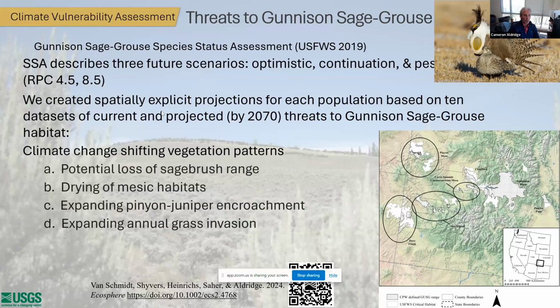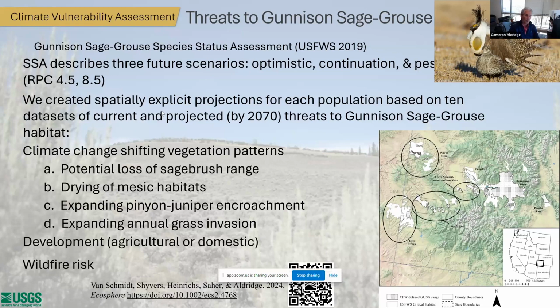And these focus on potential loss of sagebrush range, where that has occurred and we'll lose sagebrush cover, drying of mesic habitats across the populations, expansion of pinyon juniper encroachment, particularly with climate change, and also invasive annual grasses. We also assess future development risk, as well as wildfire risk, but I won't go into those today since we're focusing primarily on climate change.